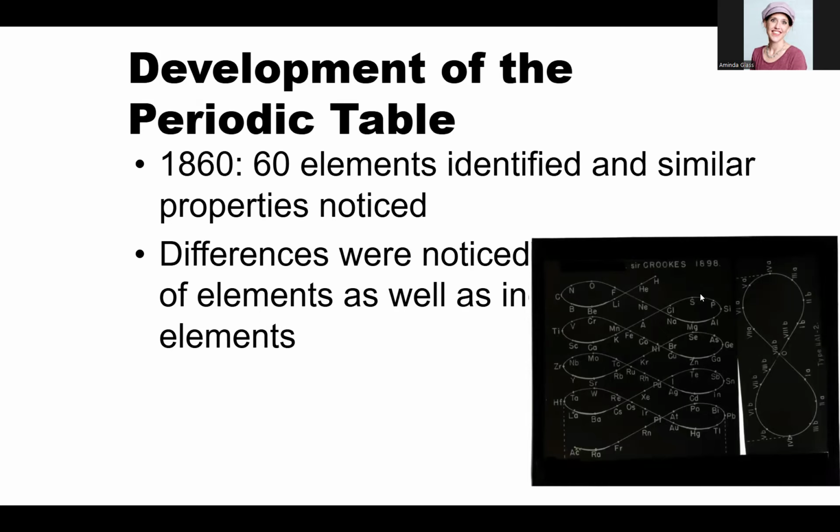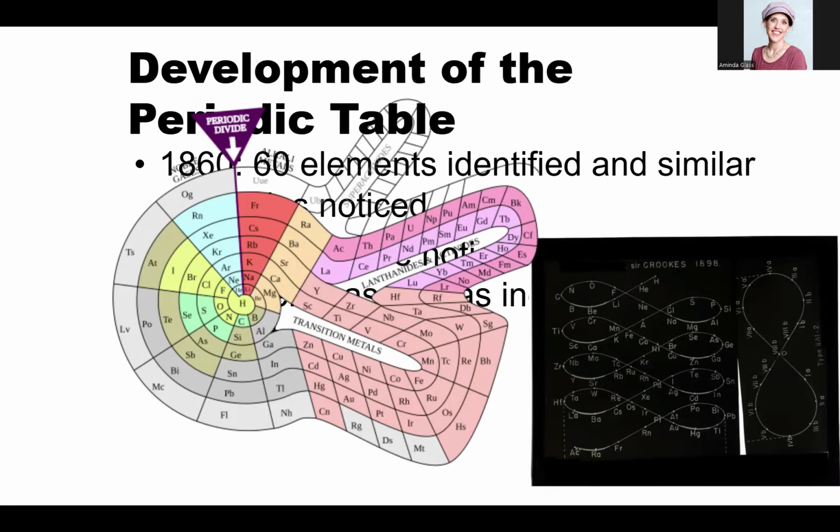So here you have one periodic table that someone in 1898 designed. To me, this looks pretty confusing. Here's another periodic table that someone designed. And it might, of course, make sense to the person who designed it, but it's not intuitive to me looking at it.